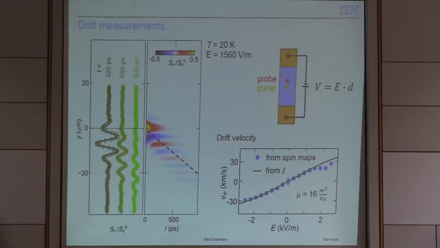This gives us direct access to the drift velocity. This is these blue dots here as a function of the applied electric field, and we compare this drift velocity with the one that we obtain from the current. So by knowing the density of our electron gas, we also get a drift velocity, and these two match very well, which tells us that we have the electrons that we monitor here and that these electron spins follow the mobility of the electron gas. This is all as we expect.